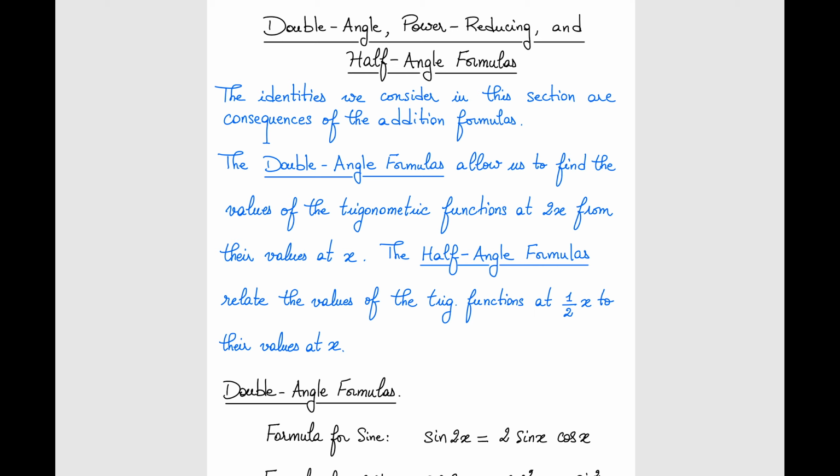Double angle, power reducing, and half angle formulas. So all the formulas we're going to be learning in this section are consequences of the addition formulas we learned in the previous section. The first group of formulas, which is the double angle formulas, are going to allow us to find the values of the trig functions at twice the angle from their values at 1 times the angle.